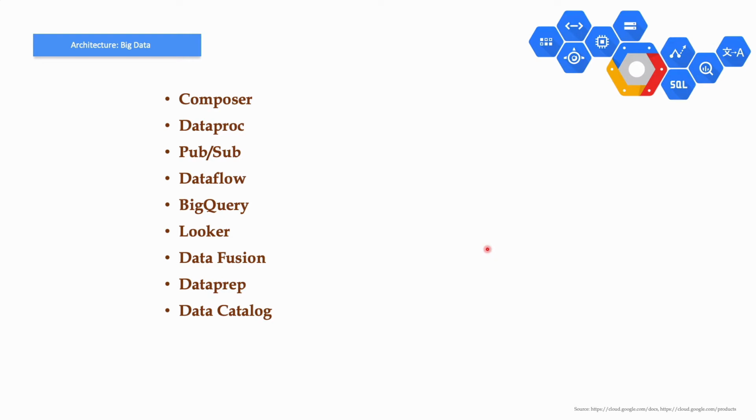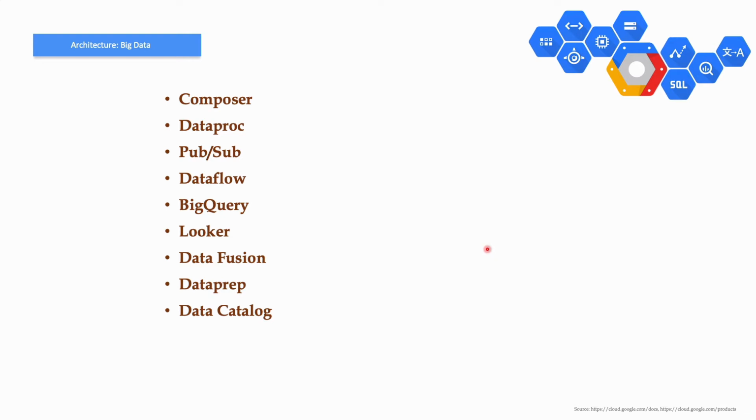Composer, which is a workflow orchestration service built on Apache Airflow. Dataproc, a service for running Apache Spark and Apache Hadoop clusters. Pub/Sub, a messaging service for event ingestion and delivery. Dataflow, streaming analytics for stream and batch processing. BigQuery, which is the flagship cloud data warehouse from Google.